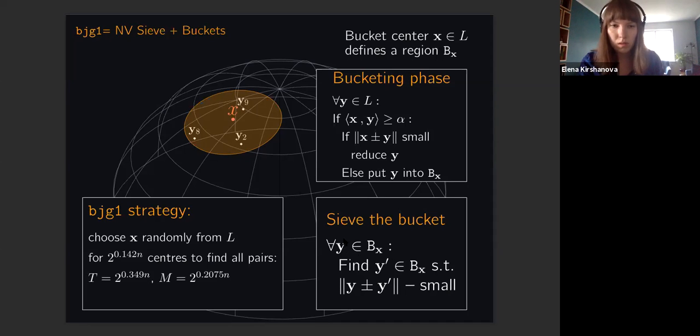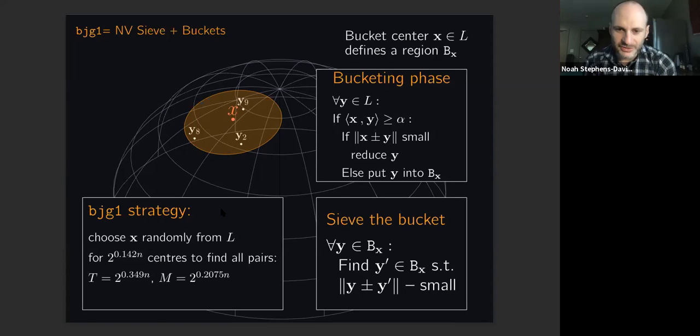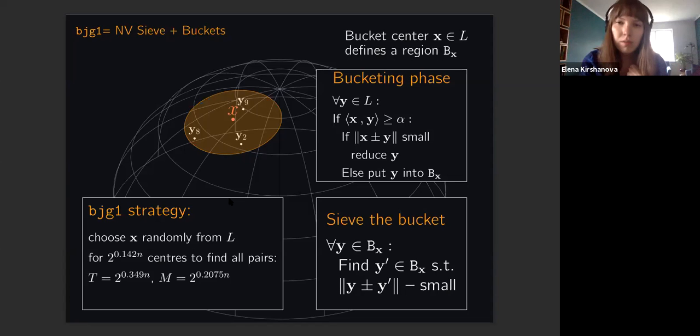So the runtime will be: go through all buckets and do the sieve inside the buckets, which costs the bucket size squared. Eamonn says alpha is chosen so the cost of populating a bucket is the same as searching within. So you're just balancing these two. Yeah, alpha does the rebalancing. That's correct. Thank you, Eamonn.